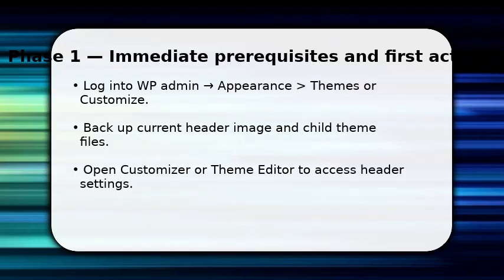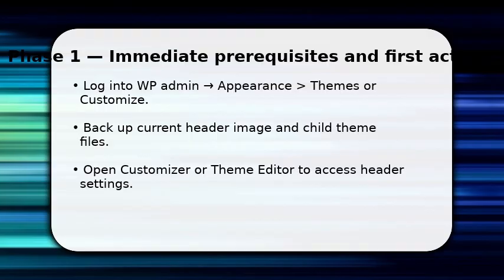You start by logging into your WordPress admin. This gives you direct control. Once logged in, go to Appearance and open either Themes or Customize so you can edit the header immediately.